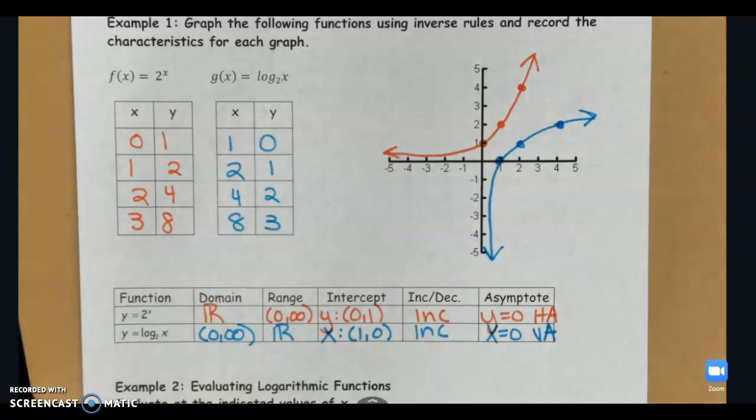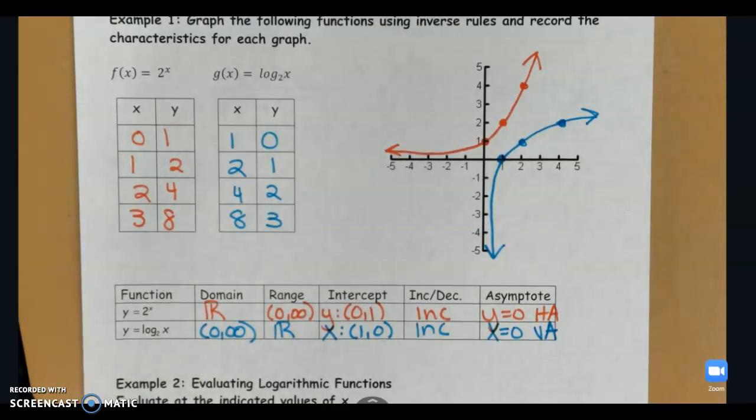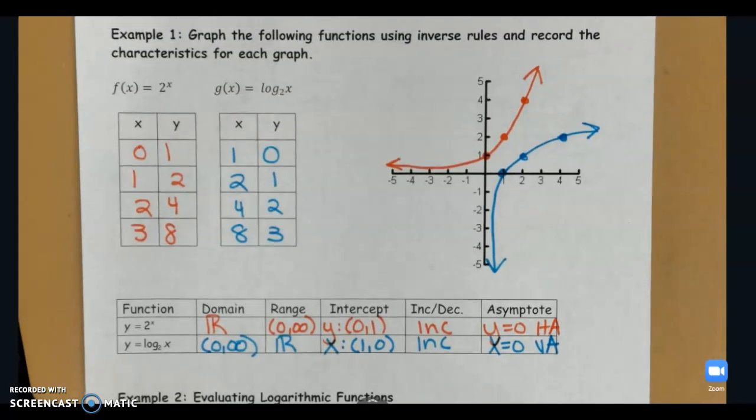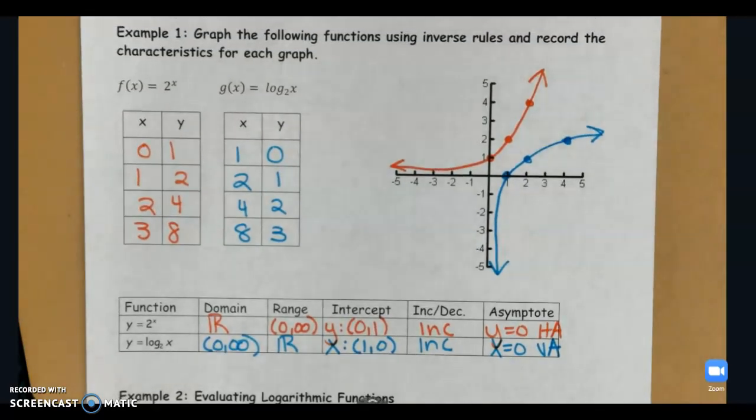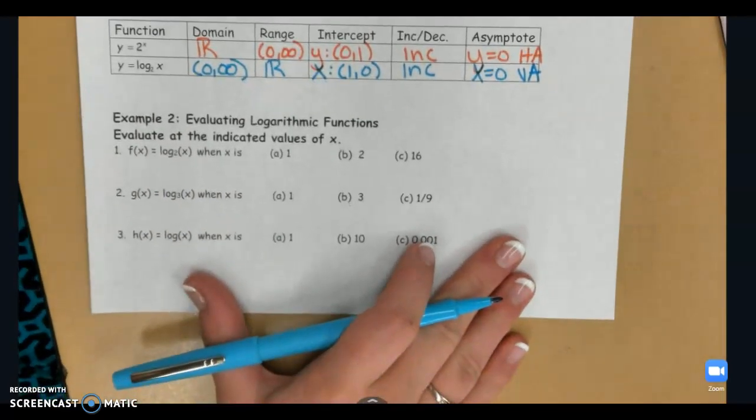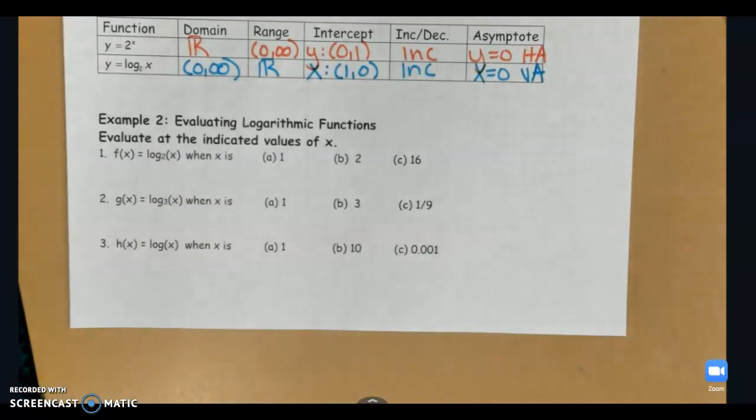So what has changed between these two? My domain and range kind of flip-flopped, which makes sense because my x and y values traded places. I now have an x-intercept instead of a y-intercept, and I have a vertical asymptote instead of a horizontal asymptote. So this is an intro into the graphs of our logs. Let's now practice evaluating some log functions. You're going to need your calculator for this.